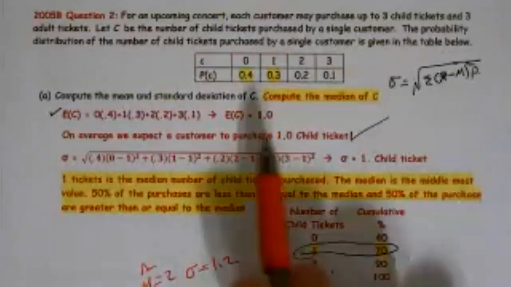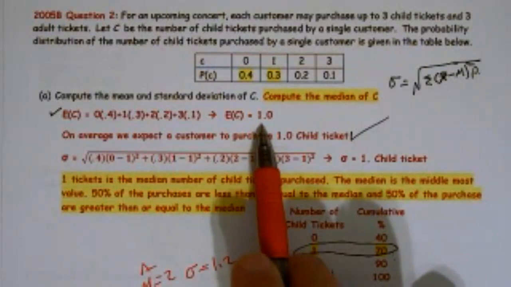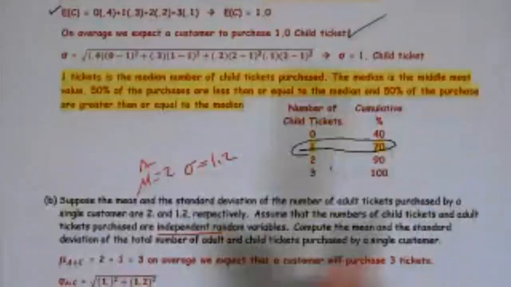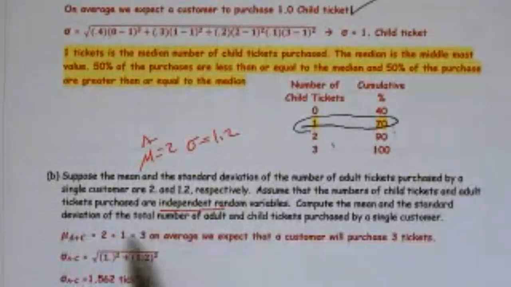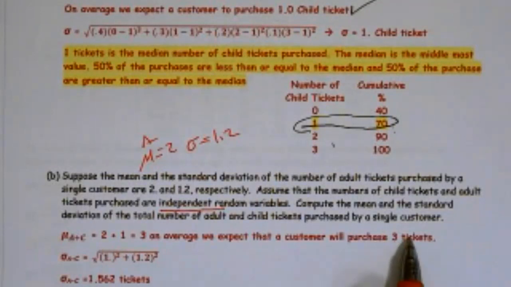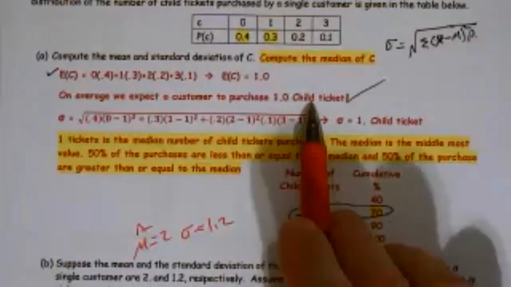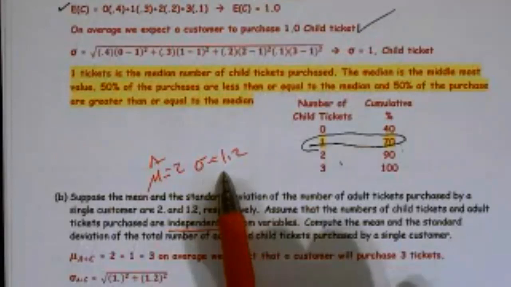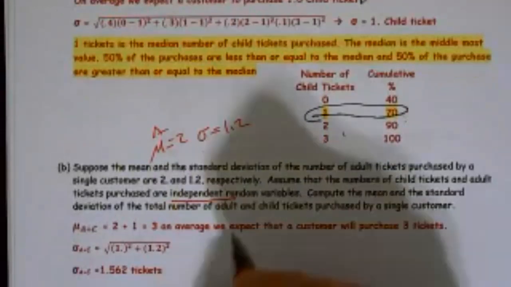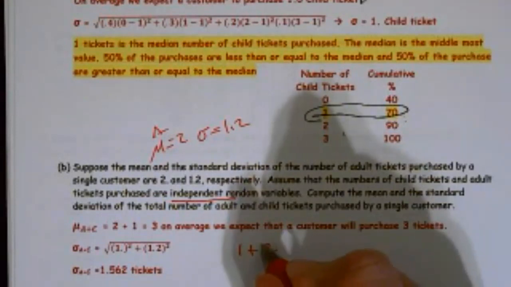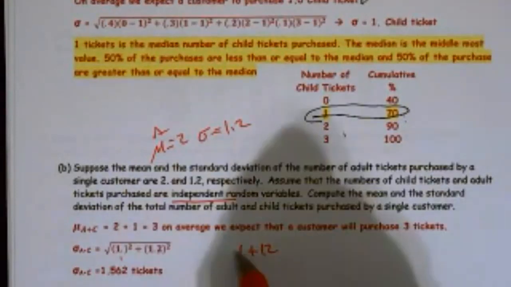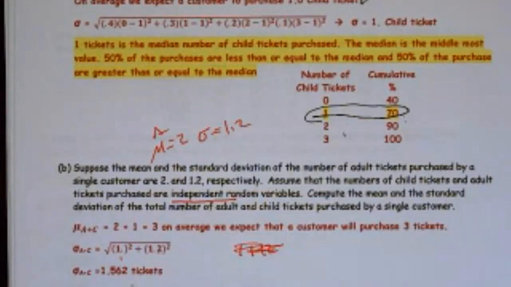Well, up above, we said the mean for the child ticket is 1. We expect to purchase 1. So the child is 1, the adult is 2. So 2 plus 1 equals 3. On average, we expect that a customer will purchase 3 tickets. When we go to combine standard deviations, our standard deviation for the child is 1. The standard deviation for the adult is 1.2. And once again, we can't just go 1 plus 1.2. We have to square them and take the square root of them. So we end up purchasing 1.562 tickets.